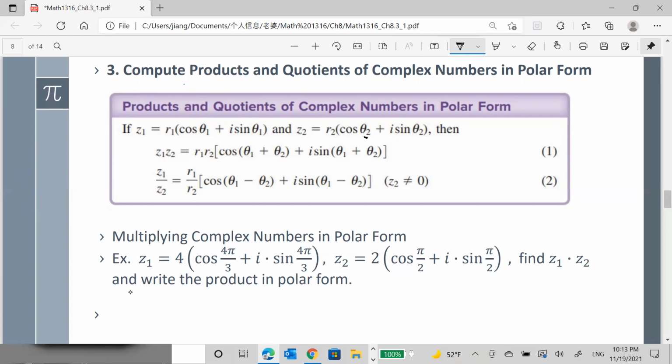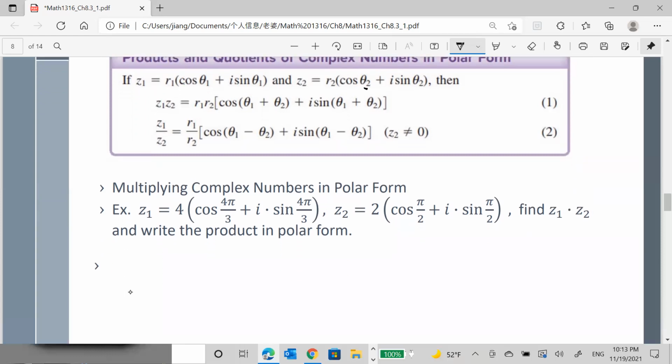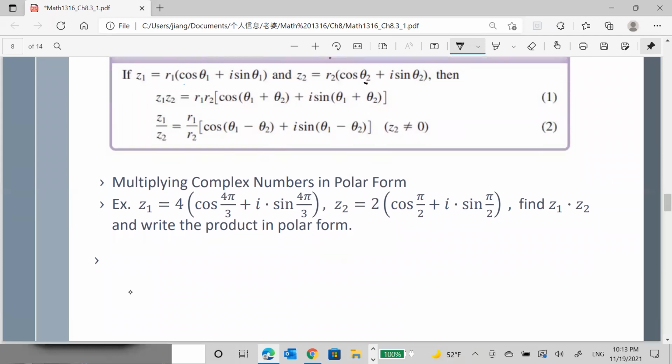If division, z1 divided by z2, the r is r1 divided by r2. And then cosine of theta 1 minus theta 2 plus i times sine of theta 1 minus theta 2. So let's use the formula to compute some examples. This one, they give us z1 and z2. Find z1 times z2.